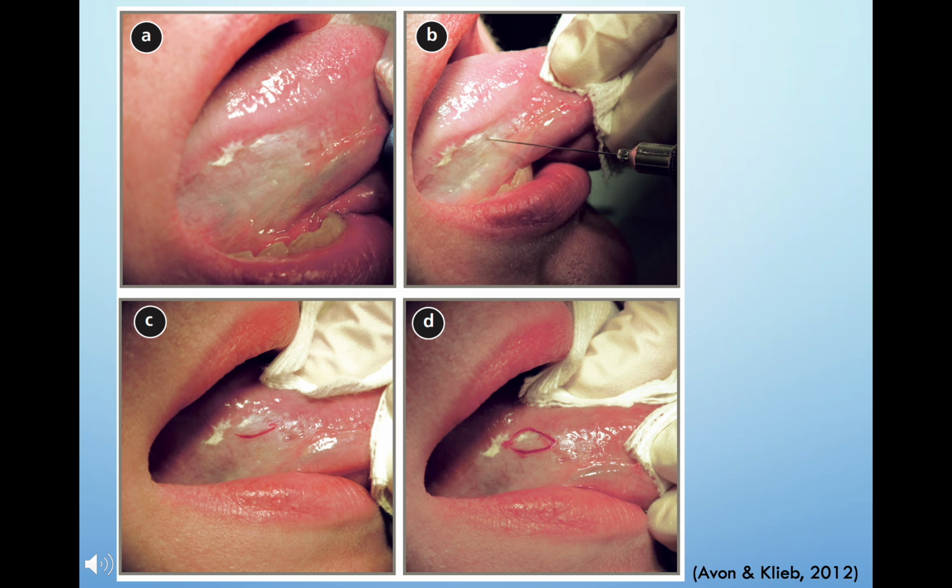This is a case from Avon and Clip in 2012 of homogeneous leukoplakia at the right lateral border of the tongue. LA was given as shown in figure B, and then an elliptical incision was made with a length to width ratio of 3:1. Usually, an elliptical incision is preferred for a better primary intention closure.